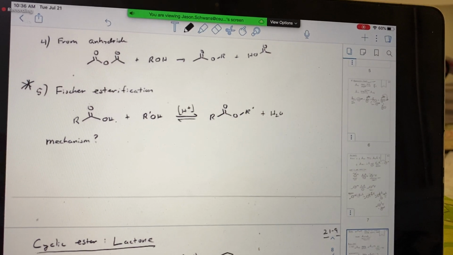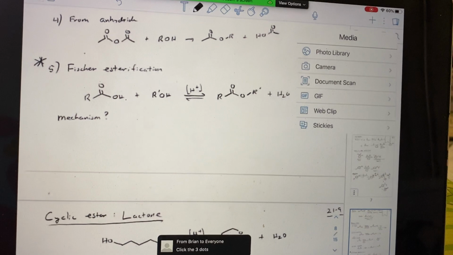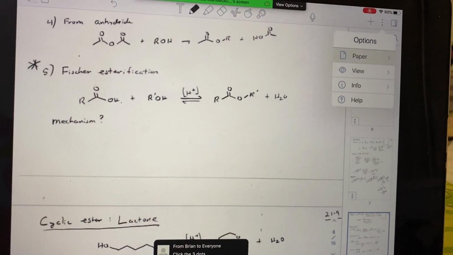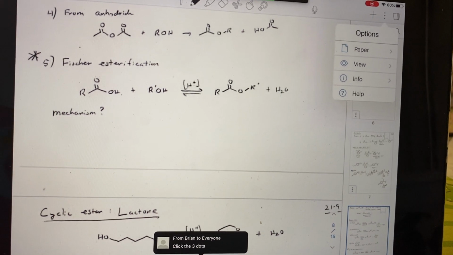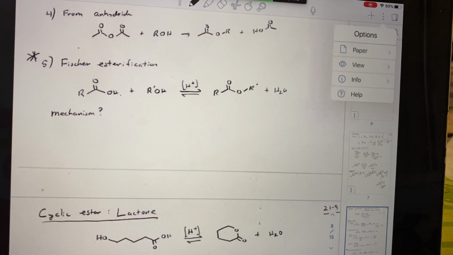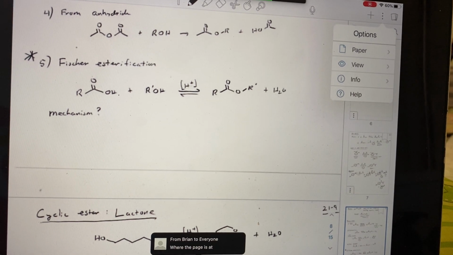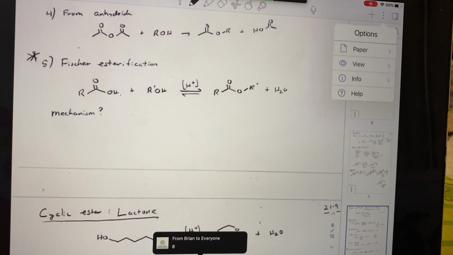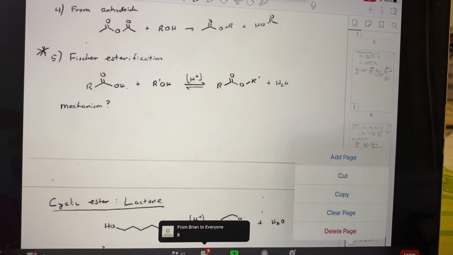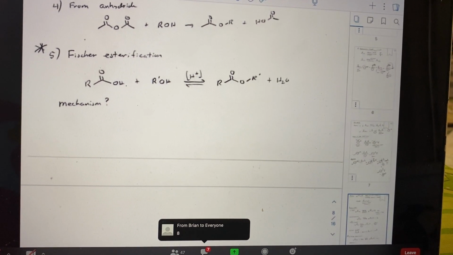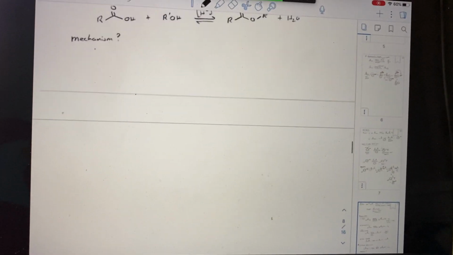Brian's way ahead of me. Oh, this one. No? Oh, the 3 dots. Okay. Paper. No. Click the 3 dots. And where the page is at. Oh, this one. Got it. Thanks. Excellent. Thanks, Brian. I can learn. Okay.